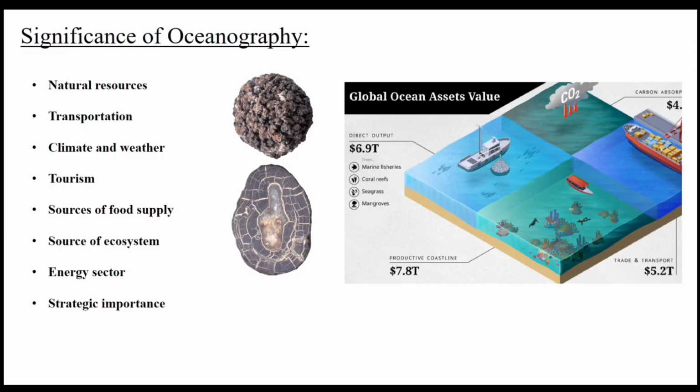Okay. So one is the natural resources, minerals, okay, oil, gas, transportation. A lot of trade is going through the seaways, because large container ships can travel and can transport a huge amount of logistics from here and there. That couldn't be possible by roadways or railways. They are very very costly. Climate and weather. I told you that climate is very much controlled by the oceans.